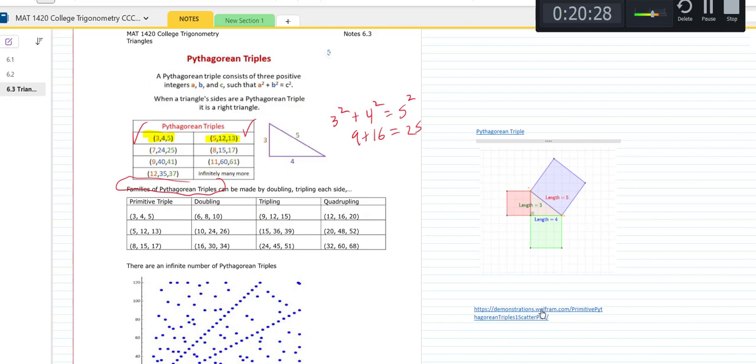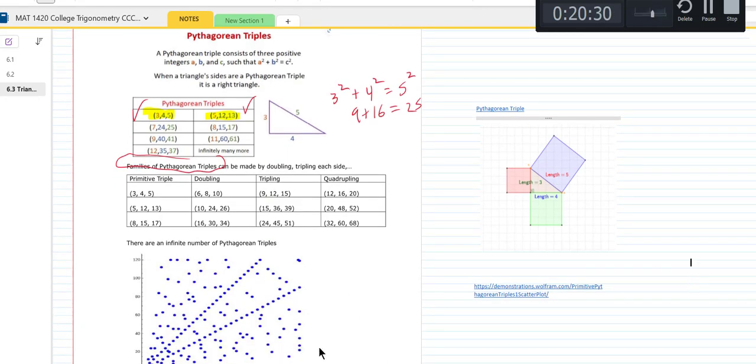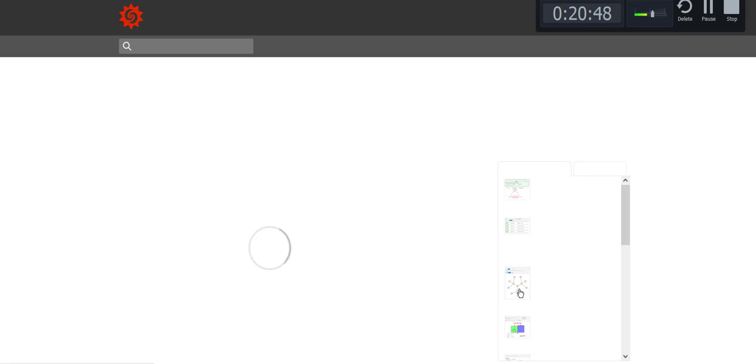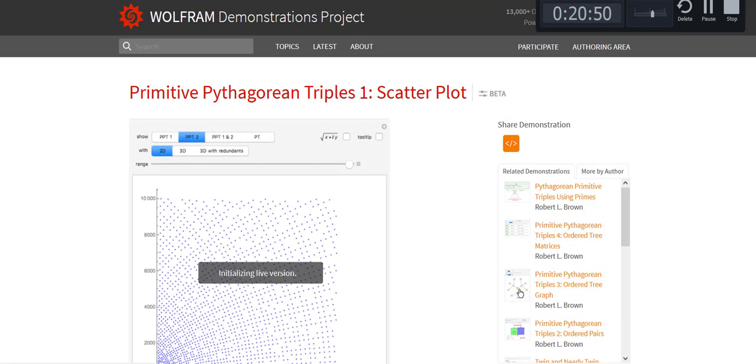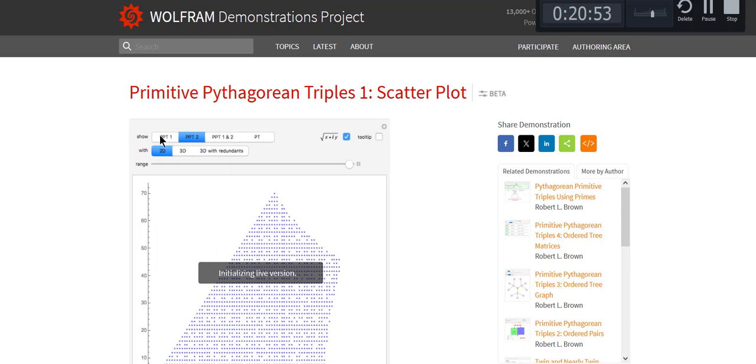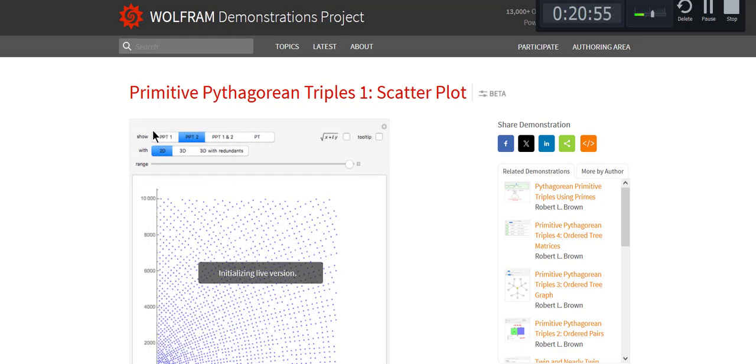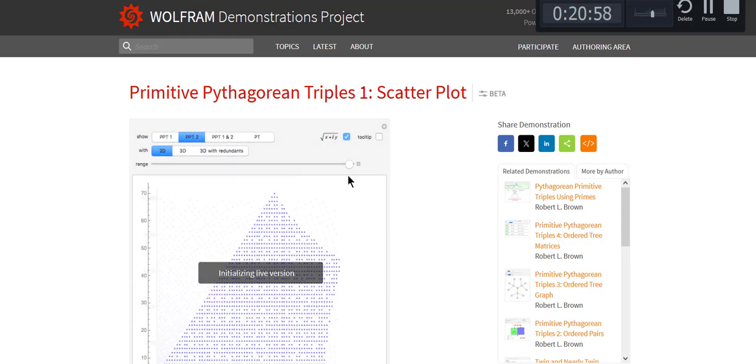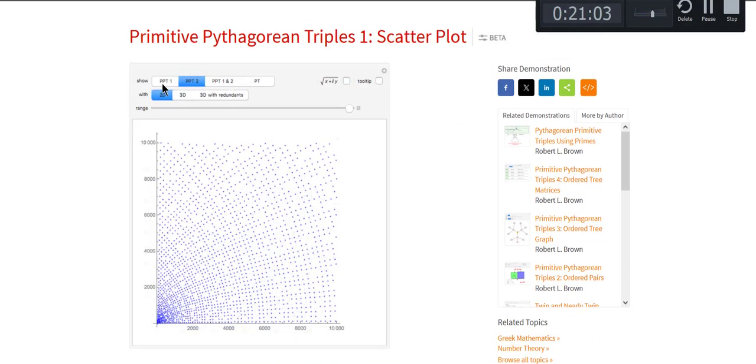Another thing that's kind of cool is people have done scatter plots with Pythagorean triples, and they come up with real interesting things. This is a Wolfram applet that I found that shows how Pythagorean triples look when you plot points on a coordinate system. So it's kind of a cool thing to show here. So to begin with, this is going to show a two-dimensional Pythagorean triple. Let's see if this thing takes a minute to load up there.